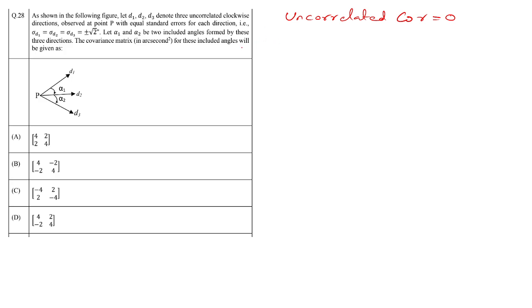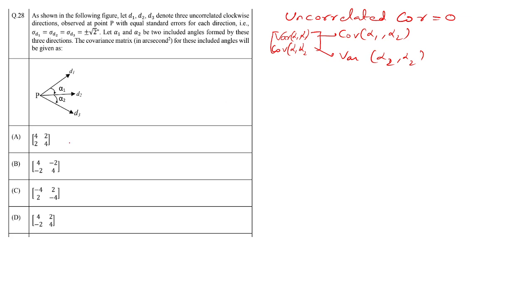So they are asking for the covariance matrix. In this matrix, we have variance of alpha 1 alpha 1, covariance of alpha 1 alpha 2, covariance of alpha 1 alpha 2, and variance of alpha 2 alpha 2. This is what they are asking, so we have to find all of these.